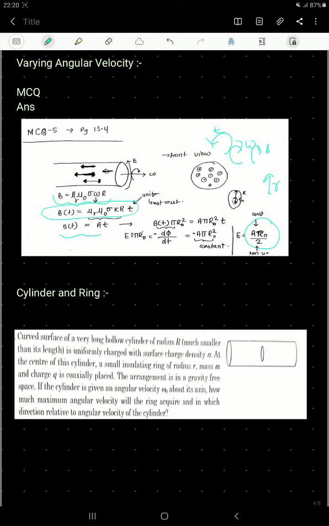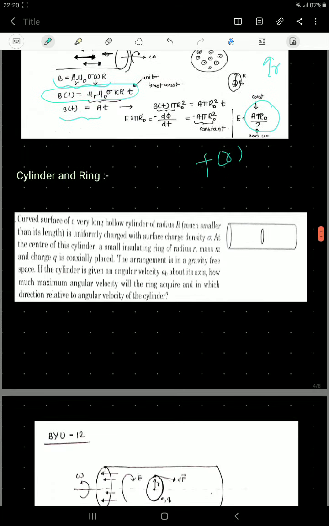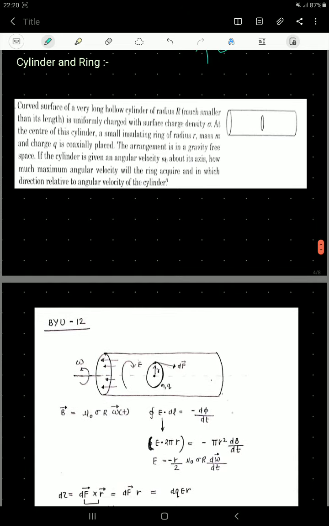Constant means we have to check whether it is a function of time, and uniform means whether it is a function of the radial distance or a function of position. Okay, the next part is a very amazing problem actually, and it needs a separate video, but I am going to consider it in the similar video.